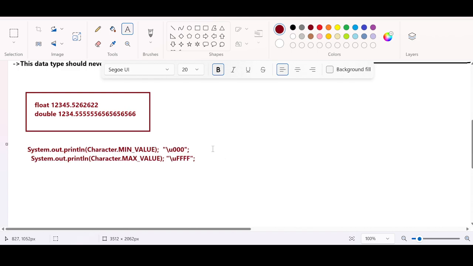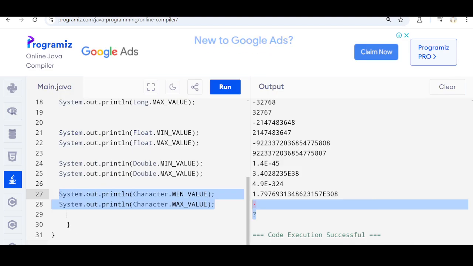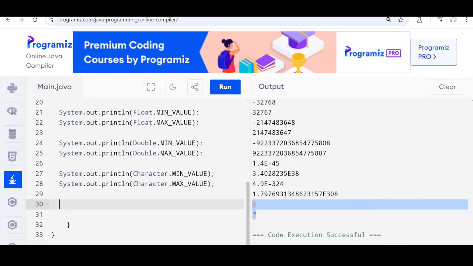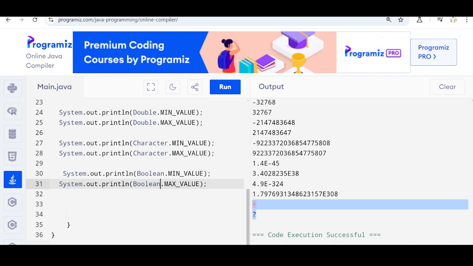And again, if I ask you a question, what is the minimum value for the Boolean data type and what is the maximum value for the Boolean data type? Do you have any answers for that? Can anyone answer this? Any idea? At least tell me what are the values that the Boolean data type can store? Yes, no. Yes, no, true, false. Only true or false.